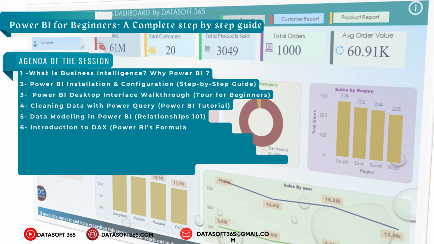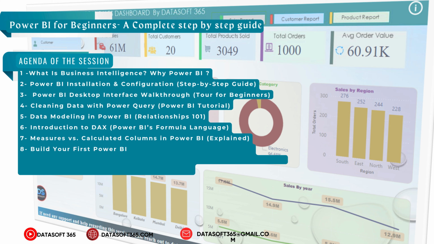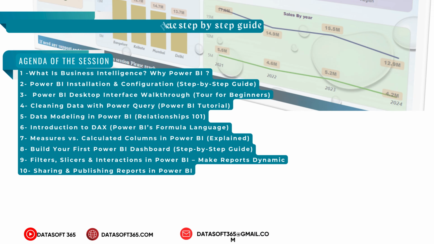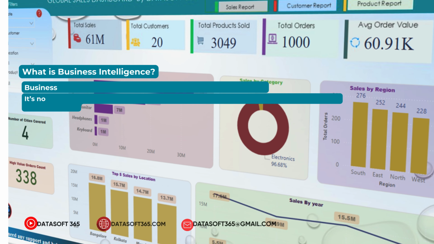Then we will learn about Power Query. Then we will learn about data modeling in Power BI. Then we will go into the depth of DAX. Then we will learn creating advanced formulas like sales, gross sales, and calculated columns. And then we will create our first report in Power BI. After creating the first report, we will learn how to apply filters, slicers, and interactions in Power BI. Once we create our full report, then we will learn how to share and publish reports in Power BI. Now let's start our first session.